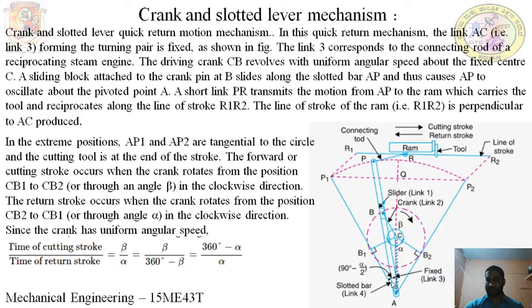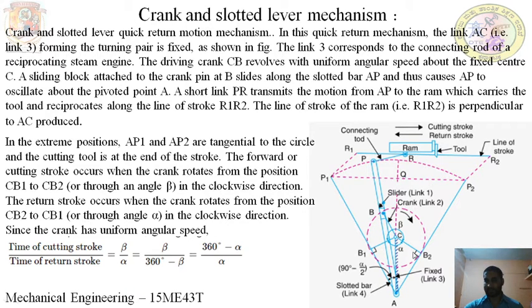So AP1 and AP2 are the extreme positions of this slotted bar, beyond which it will not oscillate. Both AP1 and AP2 are tangential to the circle generated by the crank CB.